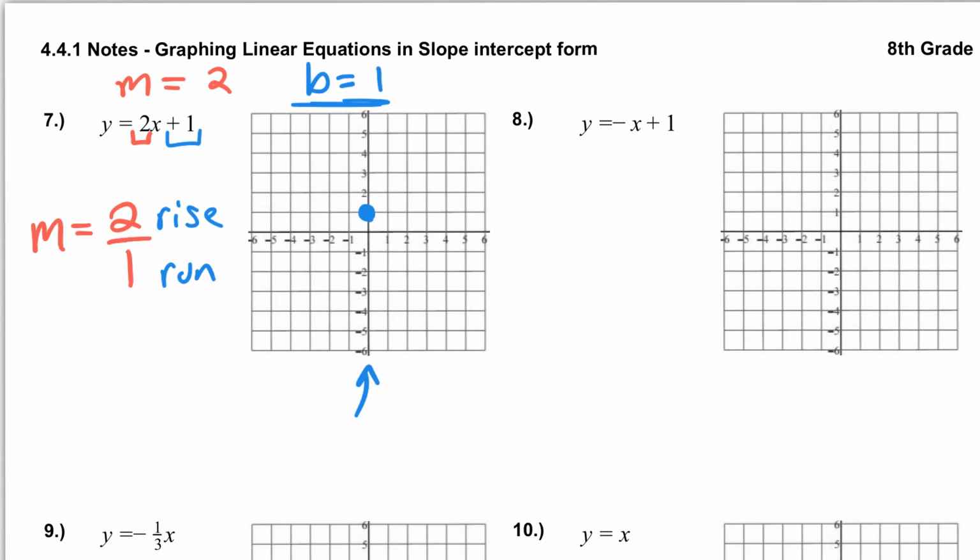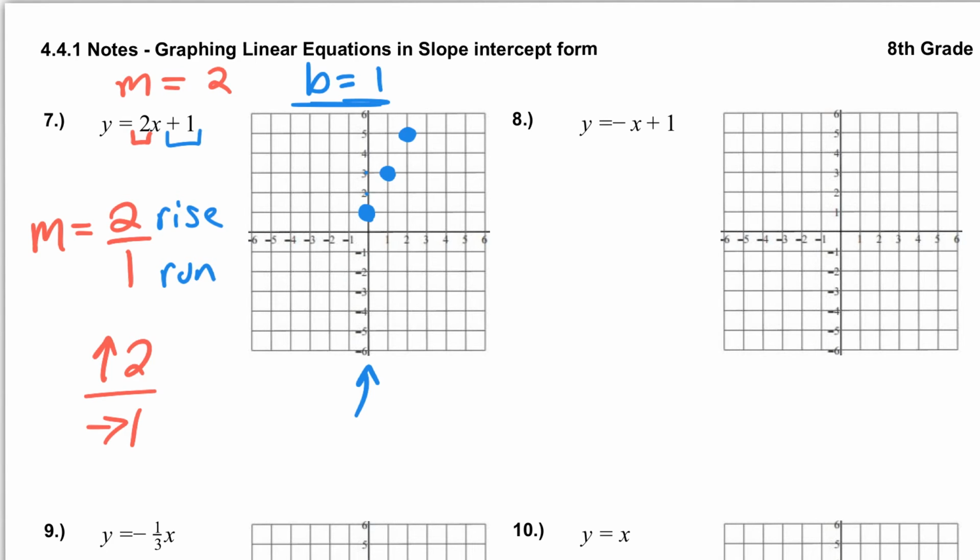And let's go ahead and turn those into arrows. Positive 2 rise means we're going up 2. And a positive 1 run means we are going right 1. So from our y-intercept, we're going to count up 2 and right 1, and that'll be our next point. So we go up 1, 2, right 1, there's our next point. Up 1, 2, right 1, there's our next point. Okay, we can continue with that pattern.